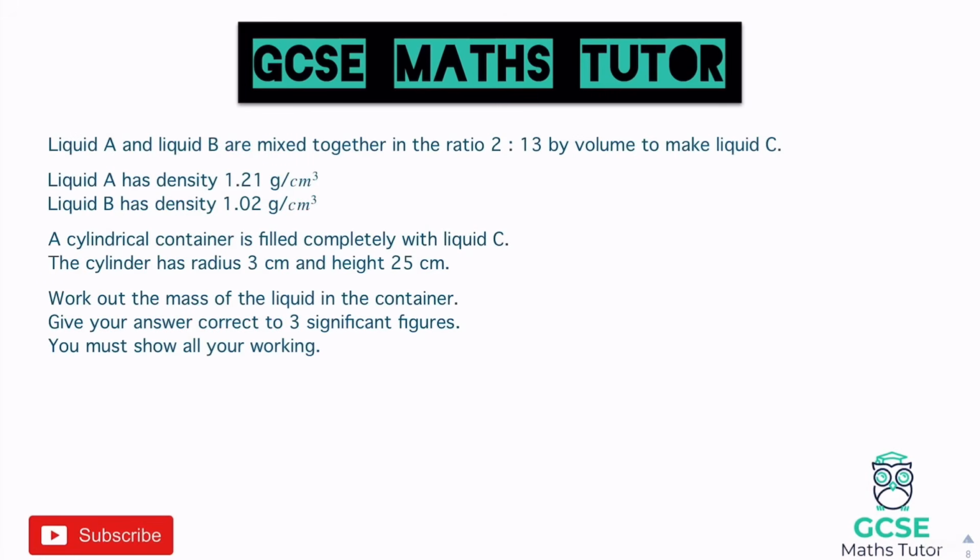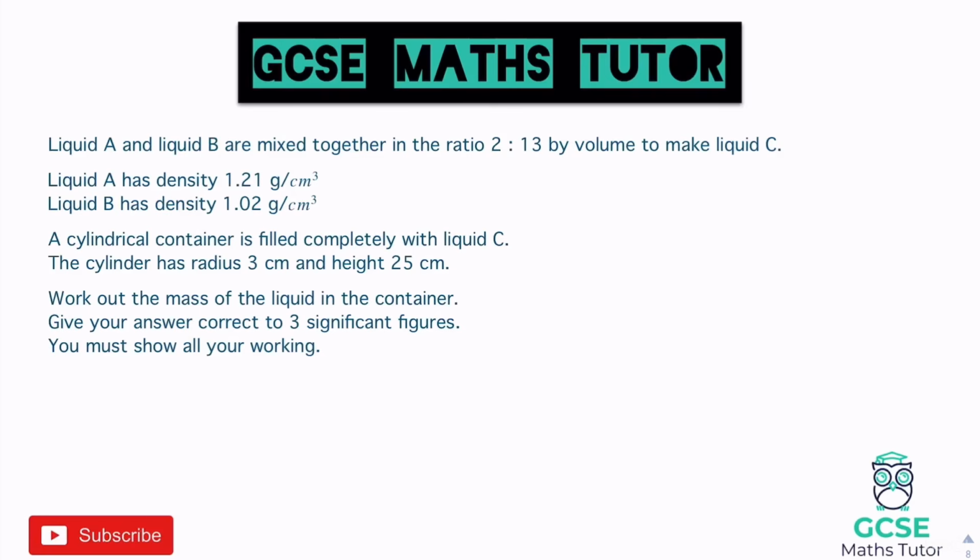Okay, so for our final question, we've got something a little bit different. Now I'm going to run through this one, but feel free to have a go. We'll just read through it. It says liquid A and liquid B are mixed together in the ratio 2:13 by volume to make liquid C. Then it gives us the density of liquid A and B, and it says a cylindrical container is filled completely with liquid C, and the cylinder has a radius of 3 and a height of 25. Work out the mass of the liquid in the container. It says give your answer to 3 significant figures and you must show all your working.